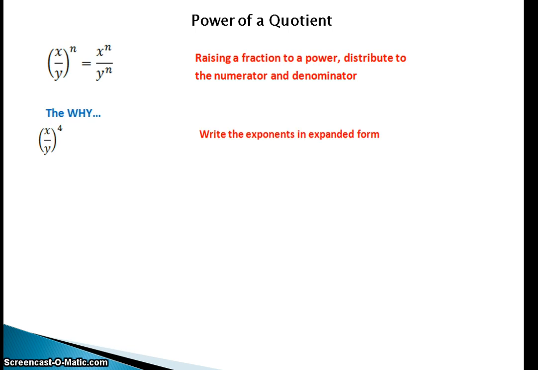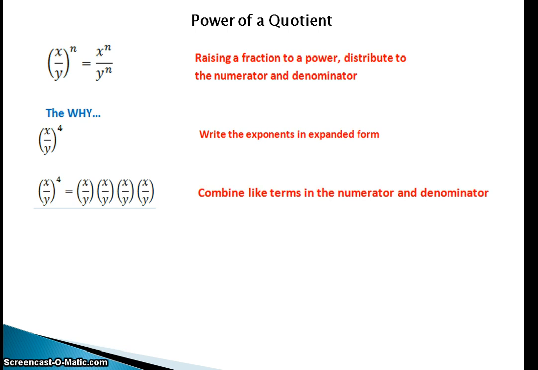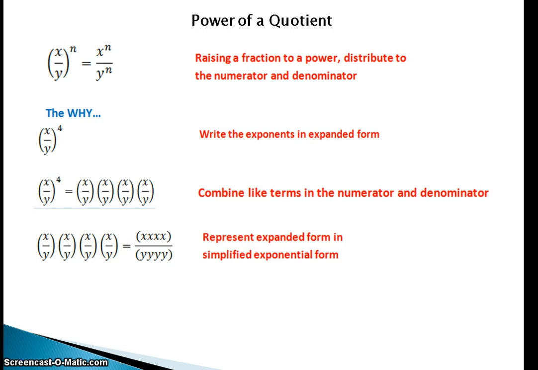Now, let's look at why this works. Well, we're going to, as always, write in an expanded form, and then combine like terms in the numerator. And we see that we have x times itself 4 times in the numerator, and y times itself 4 times in the denominator. So we end up with x to the 4th divided by y to the 4th. That is the power of a quotient rule.